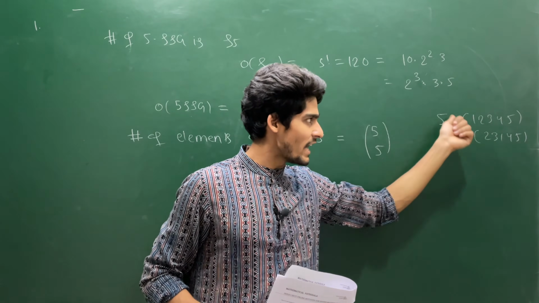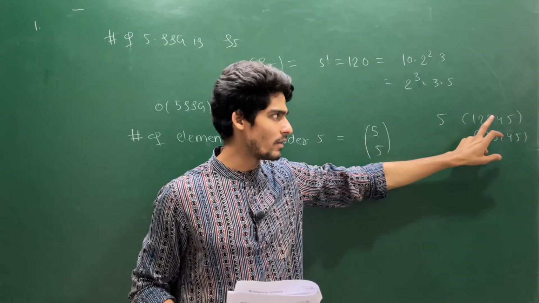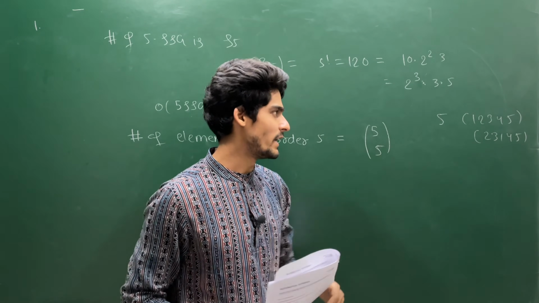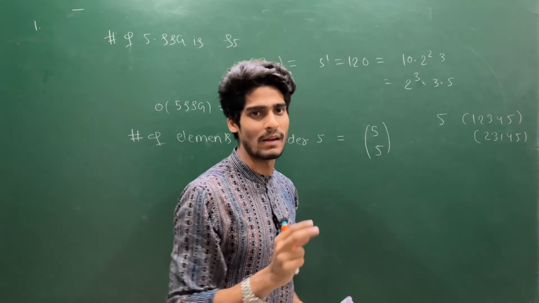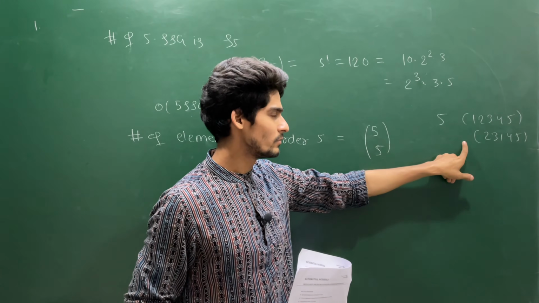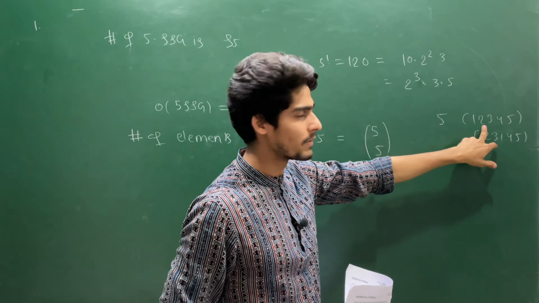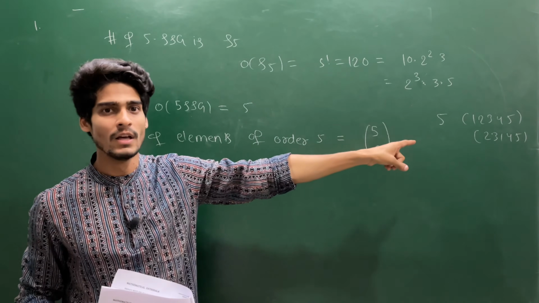But if I change the position of any element, I will get a distinct element. But what is the clearest way for that? Suppose I fix 1 and if I move any of 2, 3, 4, I will have a different element. Or suppose I fix my 2 here and change my 1, 3, 4, 5, any position of any element except 2, I will get a new element.